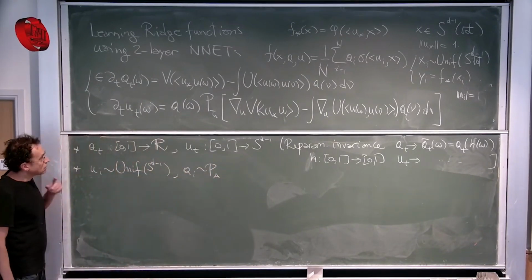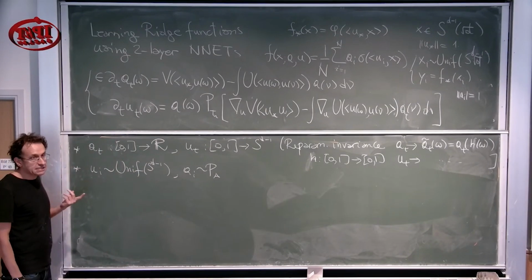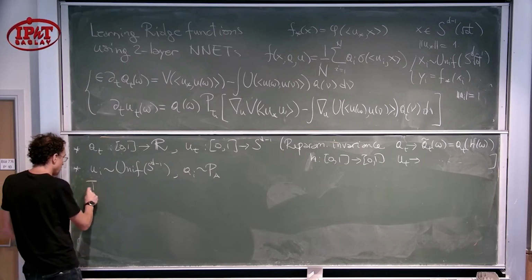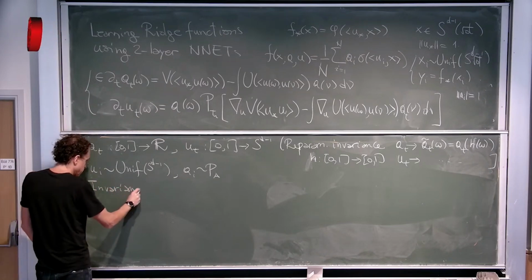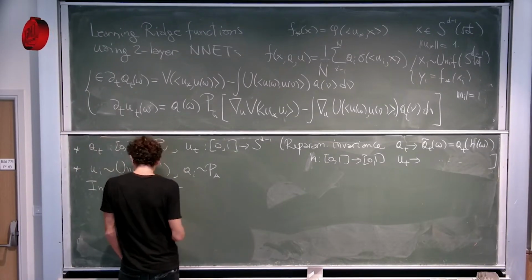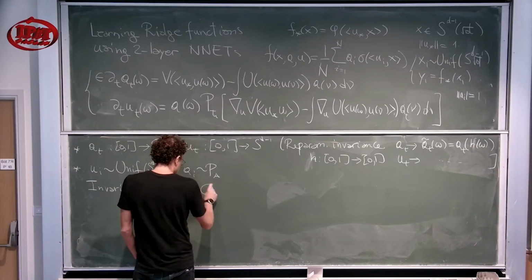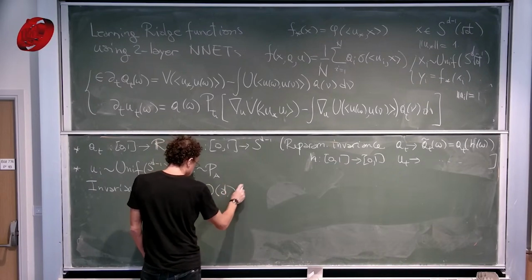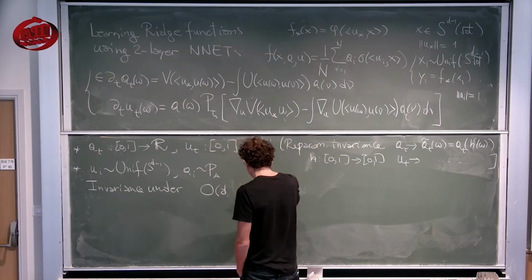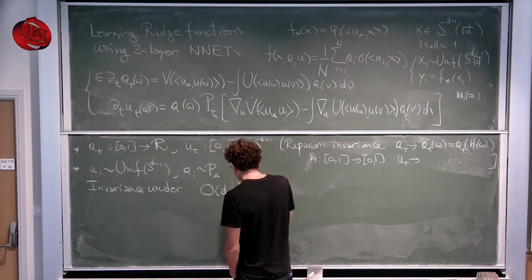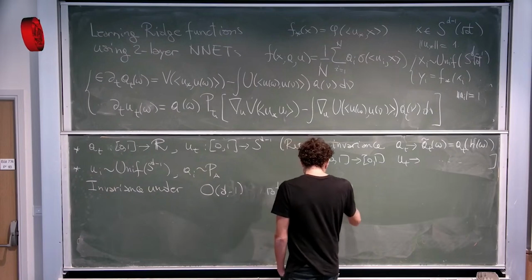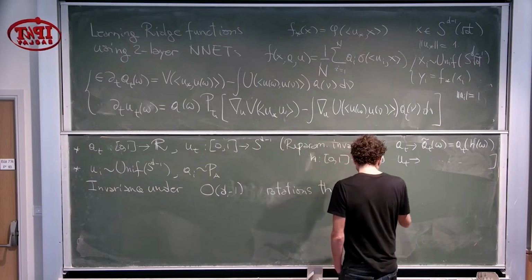Now, since the target function is invariant under rotation around u star, there is an invariance under O(d-1), the rotations that keep u star fixed.